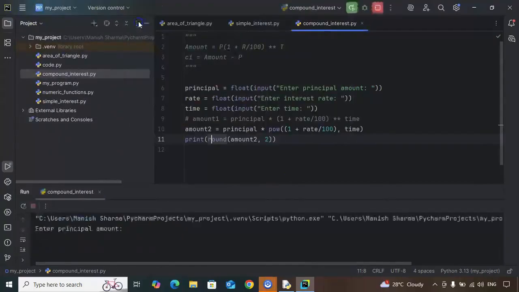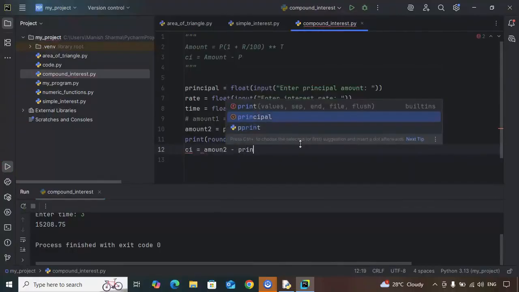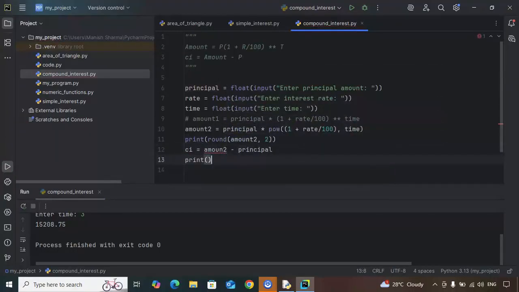Run compound interest. Principal is 10,000. Rate of interest is 15. Oh, did I do it the other way around? Yeah, the time is 3. Did I do the correct way? Okay, yeah, I did the correct way. Time is 3, the interest is 15, and the principal is 10,000. Output is 15,208.75. But this is not the correct output. This is the amount, right? What we want is the compound interest. What is compound interest? Amount minus principal, right?